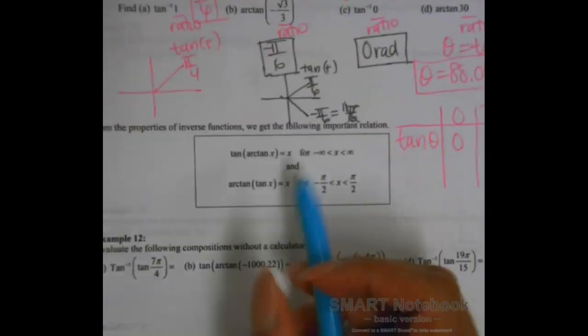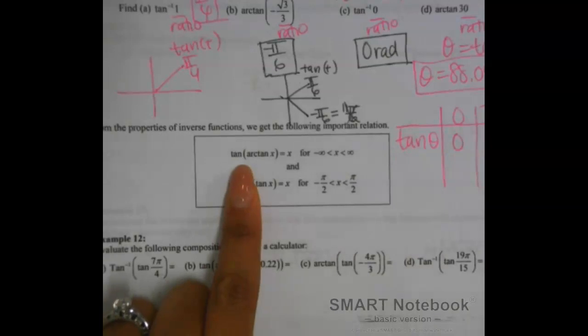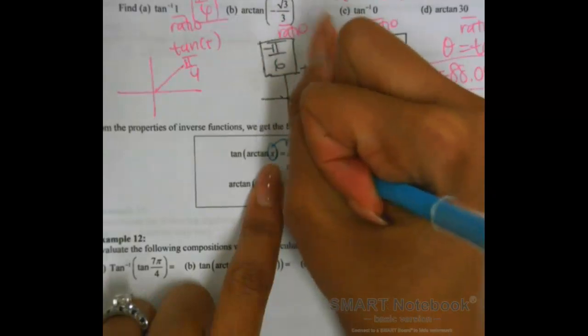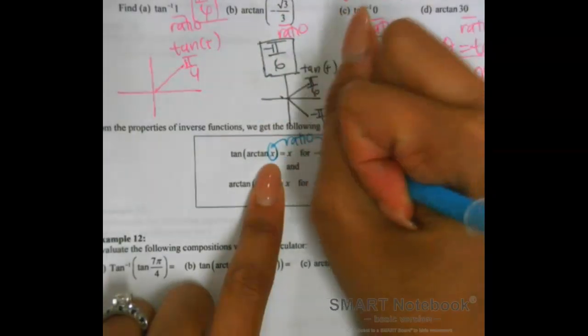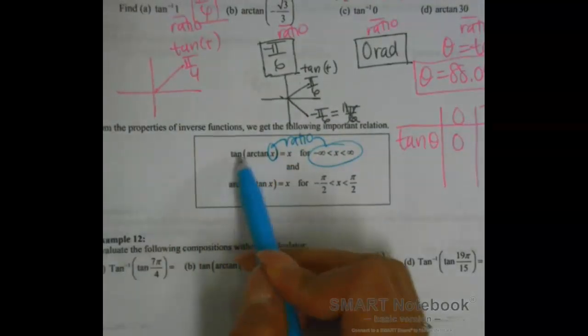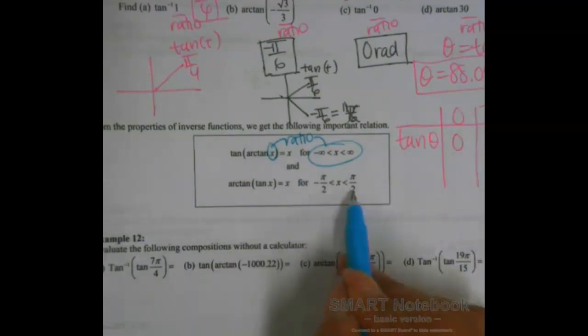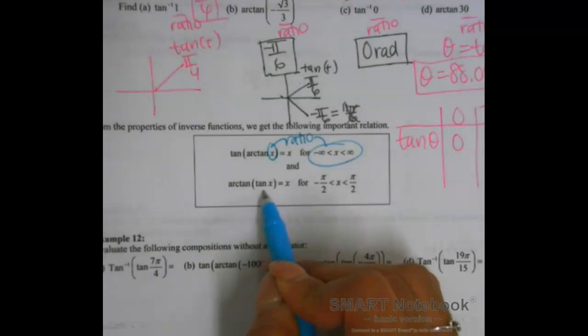The bottom portion here, this little chart, is saying what we've already seen for sine and cosine. The whole goal of having this chart is so you can hopefully cancel out your tangent and arctangent. You can do that if this x value is a ratio, and that ratio is between negative infinity and positive infinity. If it meets that criteria, you can cancel out the tangent and arctangent and pretty much just write your x.